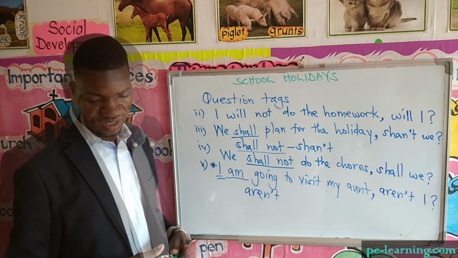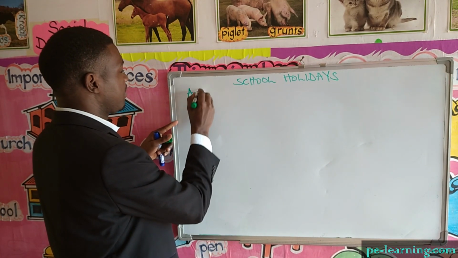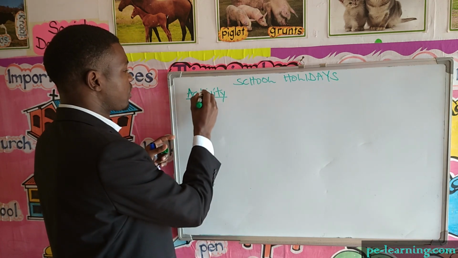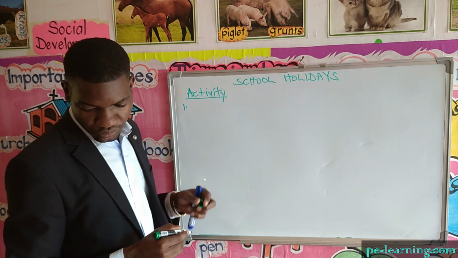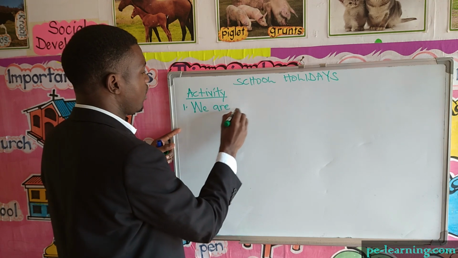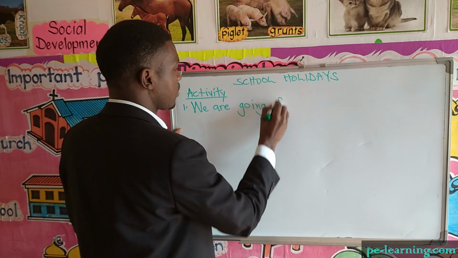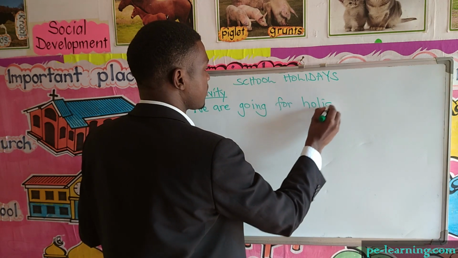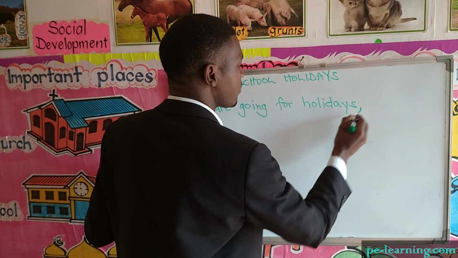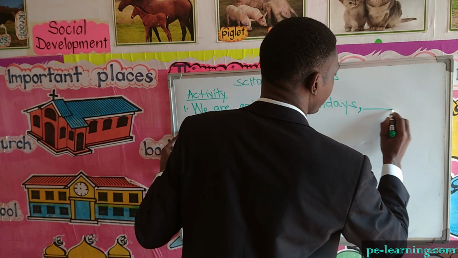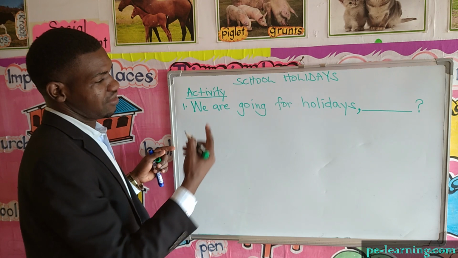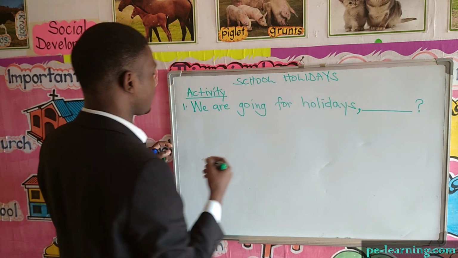Let's have the activity. Okay, so this is our activity for our lesson. Question tags under the first part, that is question tags for statements. Number one, we are going for holidays, and then we shall have a comma to separate. And then you have to put a question tag. I'll give you the question mark so you don't forget that. Just supply a tag within that part.